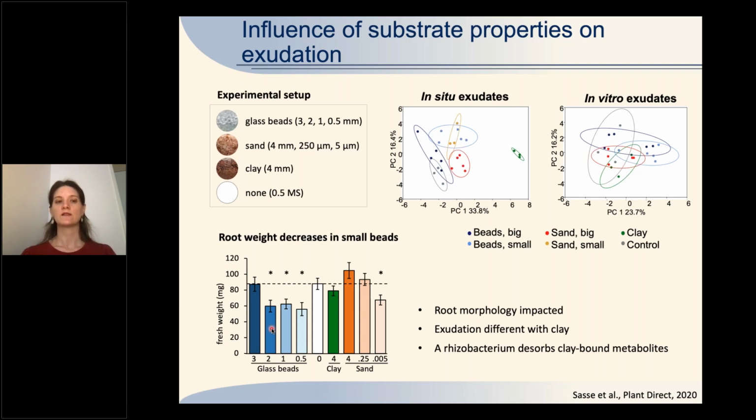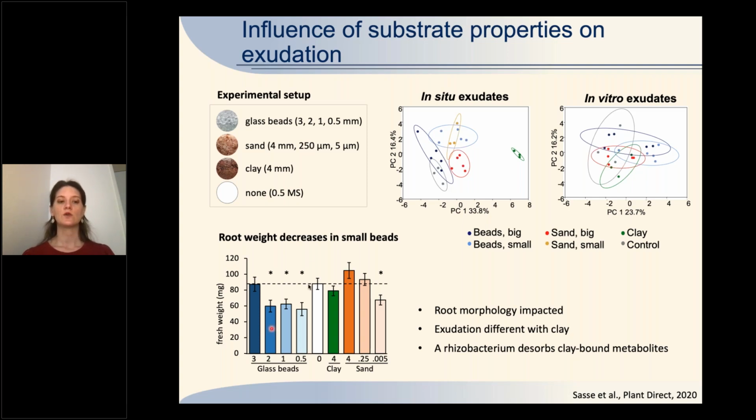Also sand, because it's a more natural environment than glass, but it's chemically very similar. It's very inert, so it shouldn't really disturb the plant too much. And then we added in clay, and clay is a chemically very specific environment in a way that its surface is charged, so a lot of compounds interact with clay surfaces. And we again looked at root morphology parameters, and we also looked at exudation.